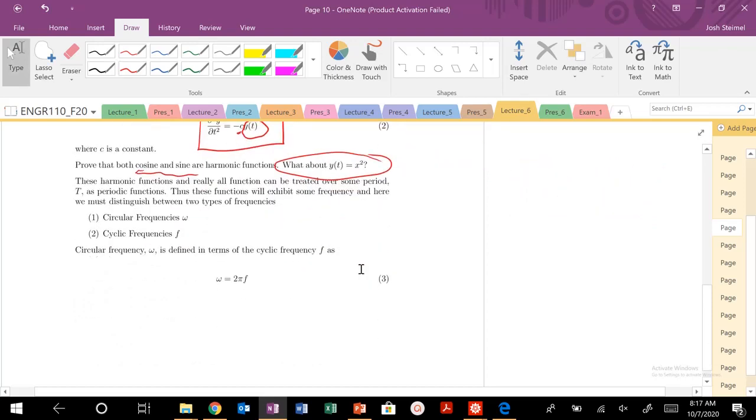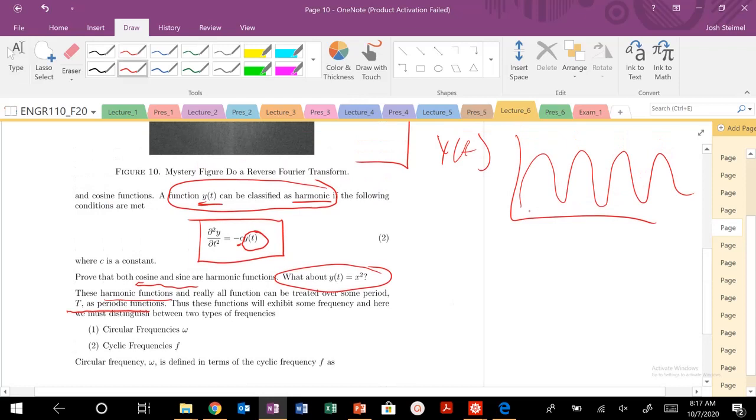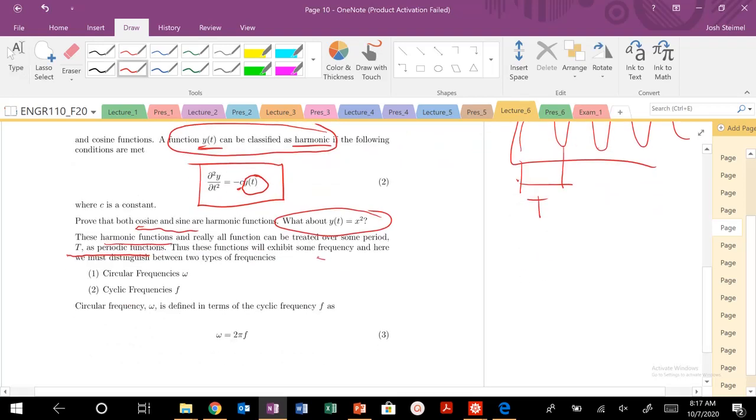These harmonic functions are just functions that can be treated over some period. So they repeat. For example, in this signal, we go up, and down again. It repeats over some arbitrary period, t here. They repeat over some period t, and they're typically going to exhibit some type of frequency. Again, because they repeat, they're harmonic.